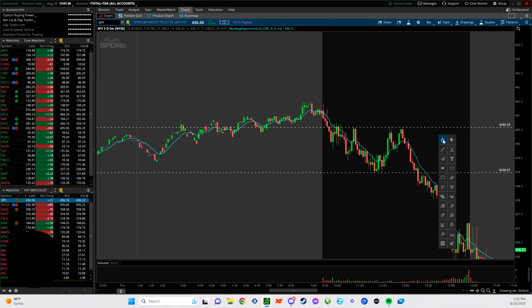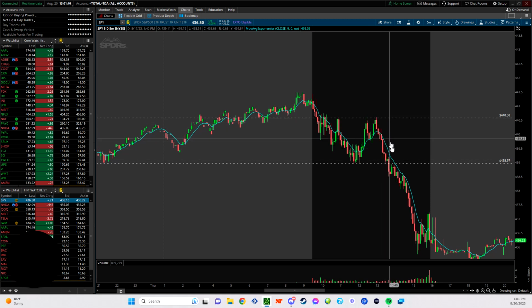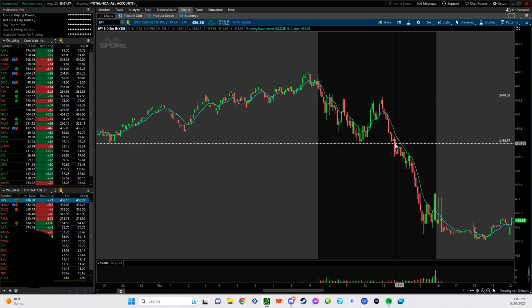You can take your entry here, or you can take your entry down here. To be safe, you could have taken your entry here, but for me, the risk reward from here to here is less than the risk reward from here to the downside. So what I took was puts when we broke this right here. Why did I take puts when we broke here? Because remember, once again, we held this level, and finally we broke through.